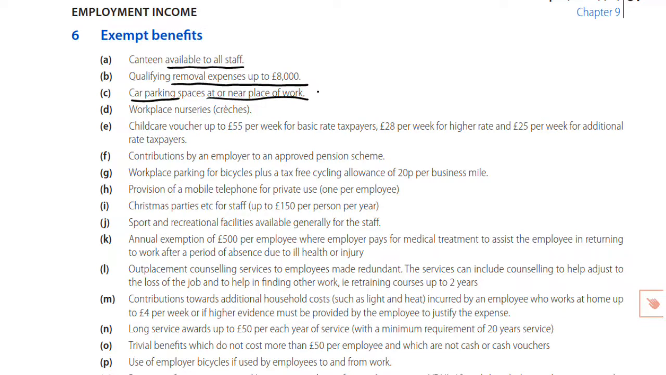Yeah, many of the larger organisations have a company car park, and you'd be allowed to park in there for free. That is not an assessable benefit. And quite right too, of course.